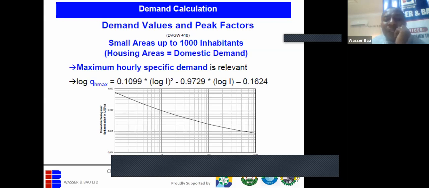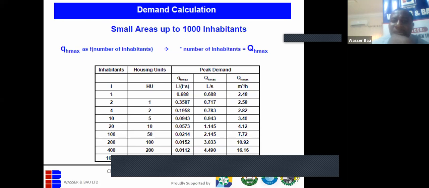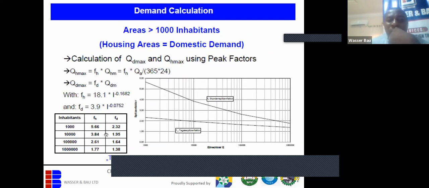Then coming down here, this is also how you generate your demand, your peak flow. But the formula is here, so you can use the formula and then put it, and it will generate a table like this. So these are the peak flow you can use based on the number of inhabitants you are designing for. And to use the formula, if you know the formula, you can put the formula down here, and it will give you the hourly peak flow. So let's assume like in Abuja.